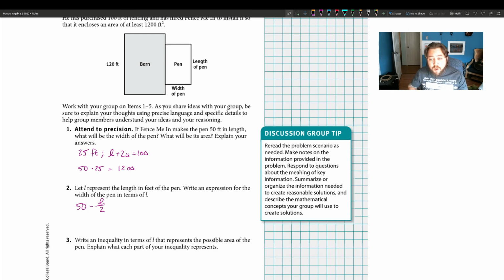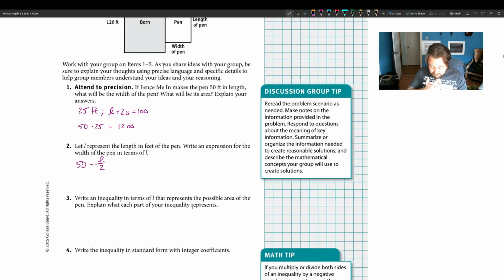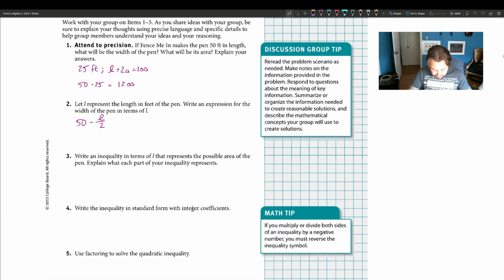Number 3, write an inequality in terms of L that represents the possible area of the pen. Explain what each part of your inequality represents. All right, cool. Okay, we're doing area. So that would be length times the width, and that would be greater than or equal to 1,200 square feet. So we just recycled the equation that we used, essentially.